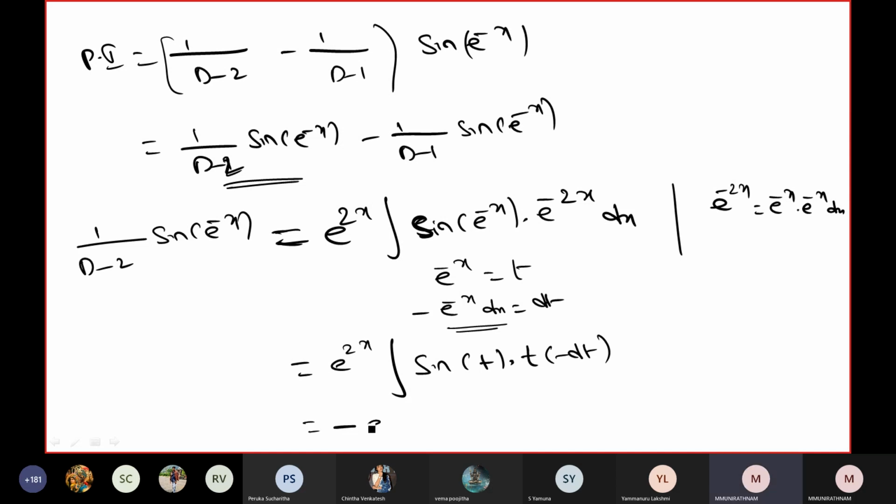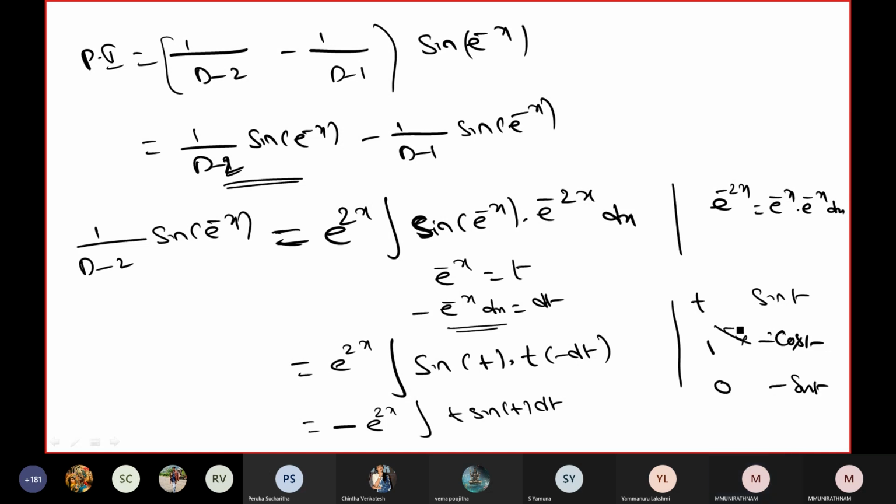So this will be minus taken outside, e power 2x into integral t sin t dt. t sin t, you know it: f is t, g is sin t. The integral of sin t is minus cos t, the derivative of t is 1, and the next derivative is 0, so minus sin t, with alternating plus and minus signs. So this will be minus t cos t minus of minus plus sin t.